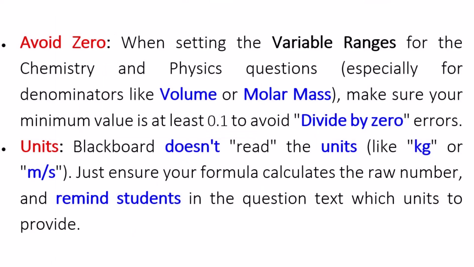Avoid zero when setting the variable ranges for the chemistry and physics questions, especially for denominators like volume or molar mass. Make sure your minimum value is at least 0.1 to avoid divide by zero errors. Units: Blackboard doesn't read the units like kg or meters per second. Just ensure your formula calculates the raw number and remind students in the question text which units to provide.